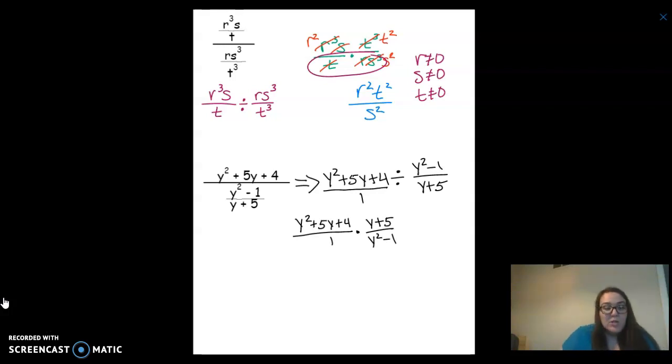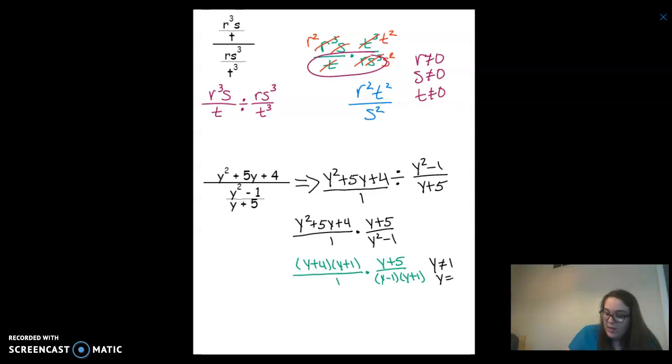What I'm going to do here is I want you to pause and factor the two areas that can be factored, the numerator of the left and the denominator of the right. All right, there's what you should have had when you factored those. Okay, right here I'm going to say what y cannot equal. Y cannot be 1 and y cannot be -1.